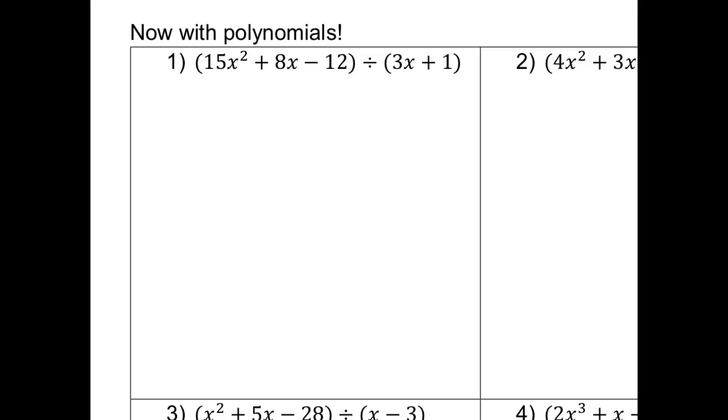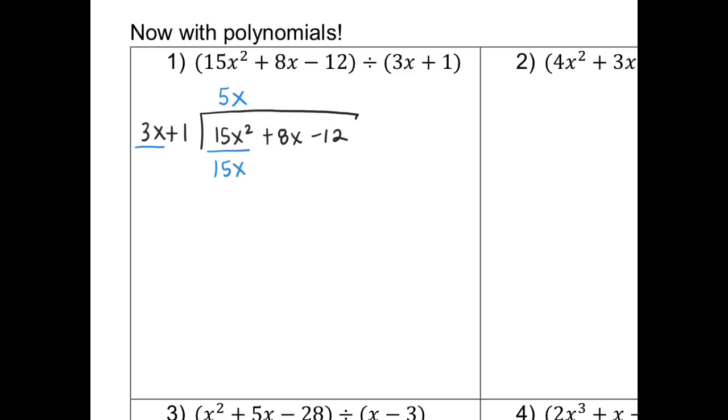So 3x plus 1 is going to come up front, and that 15x squared plus 8x minus 12 is going to go in the back. The part of the binomial up front I want you to concern yourself with is 3x. Ask yourself, what do I have to multiply 3x by to make it 15x squared? We're going to need a 5x. Now we're going to take that 5x and multiply it by both terms up front to get 15x squared and 5x. Draw a line, then change the signs of the blue.